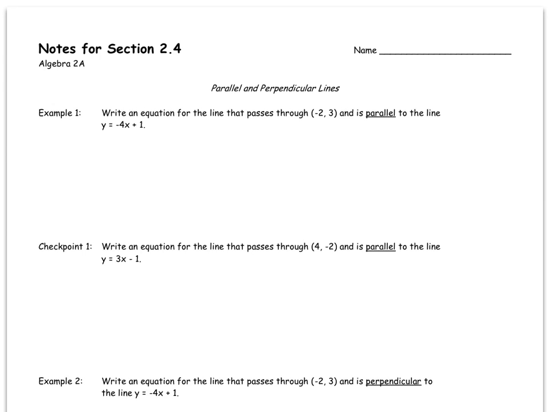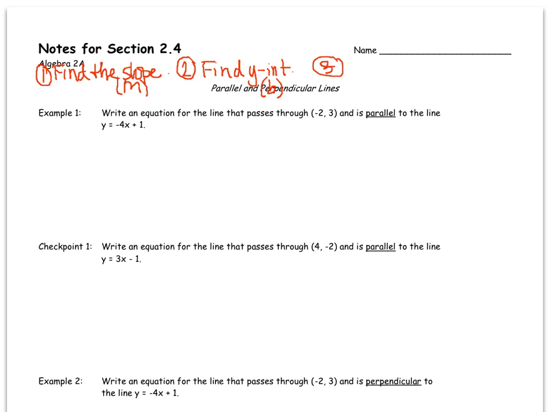And again, this is something you did in Geo last year. This is something that you did in Algebra 1. So I like to do this using 3 steps. I always tell my students first to find the slope. That's my m. Second, find your y-intercept. And that's your b.